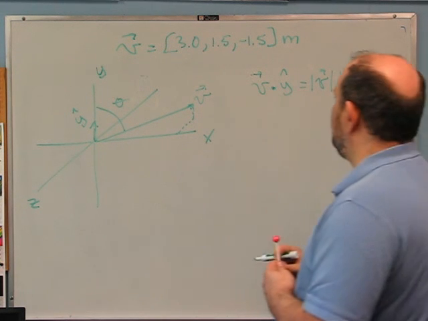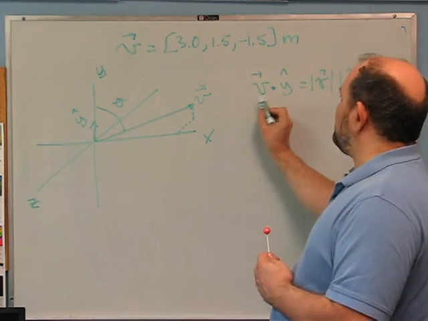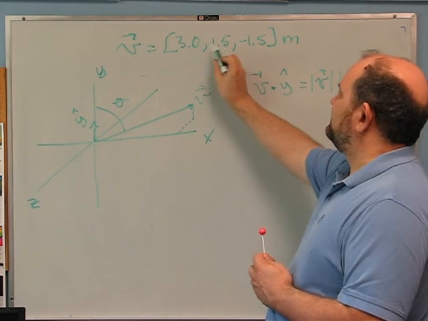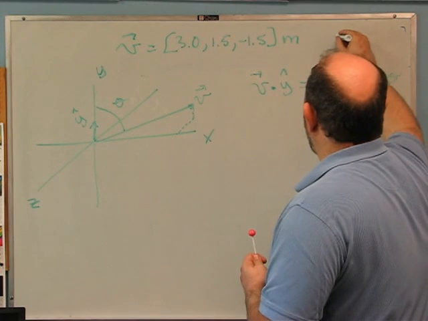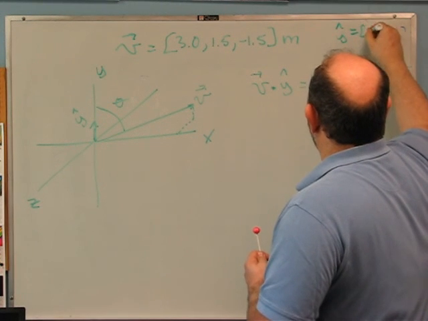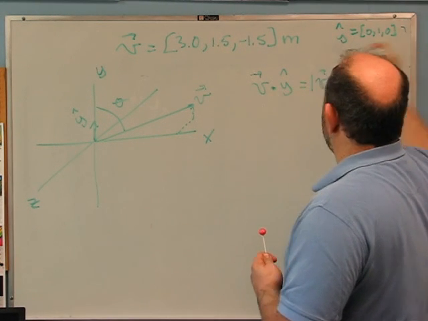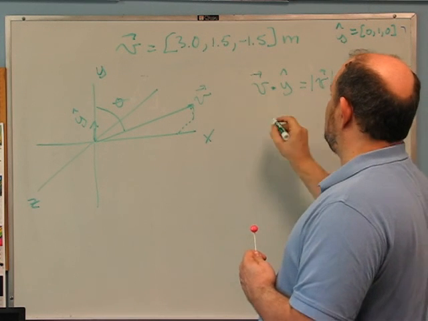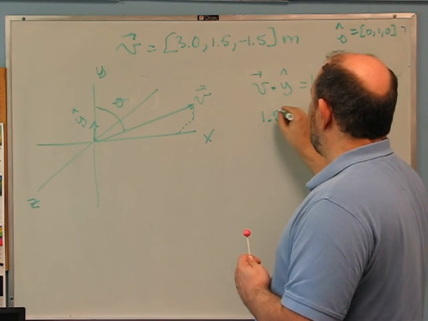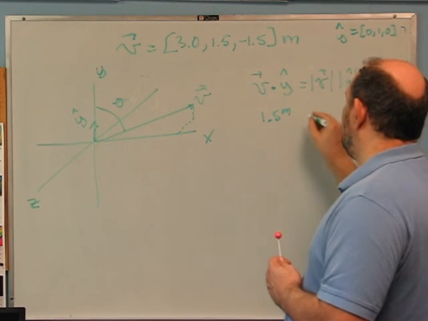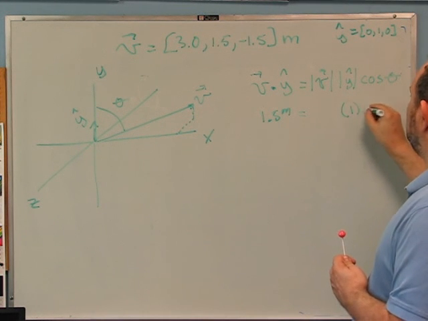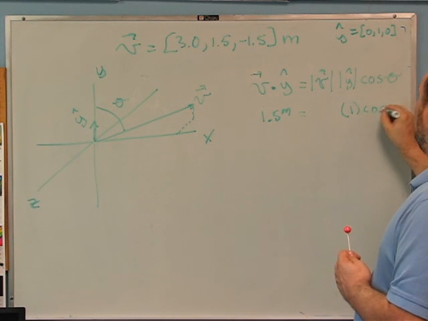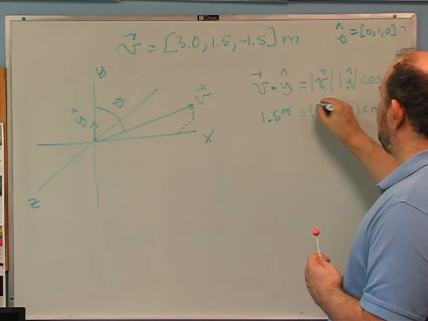V dot y hat is pretty easy. Remember, the way you do the dot product is you multiply the first components, the second components, and the third components, and you add the three. Well, y hat is just 0, 1, 0. So we're going to add 0 plus 1.5 plus minus 1.5 times 0. V dot y hat is just 1.5 meters. Is equal to, well, the magnitude of y hat is 1, cosine theta, but we still have to figure out the magnitude of v.